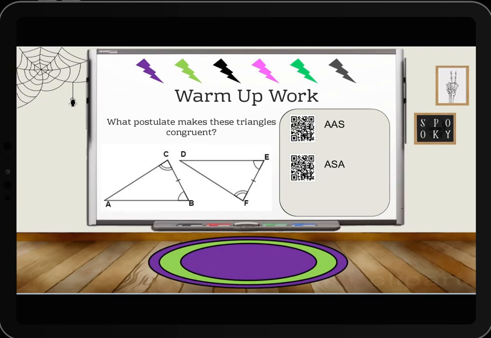Okay, you should have selected angle, side, angle. You can see that you have an angle, an included side, and an angle, an angle, an included side, and an angle. So angle, side, angle is the justification for why they're congruent.